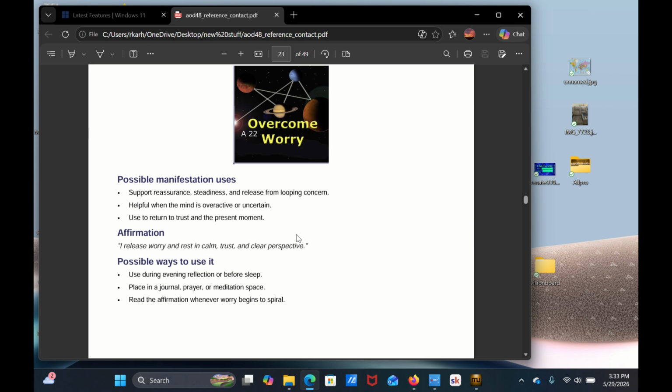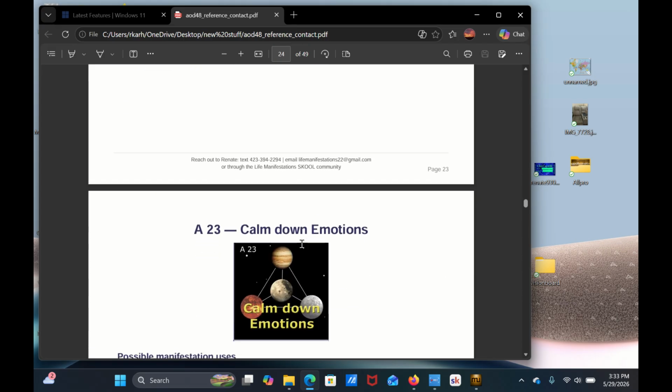Used during evening reflection or before sleep. Place in a journal, prayer, or meditation space. Read the affirmation whenever worry begins to spiral.